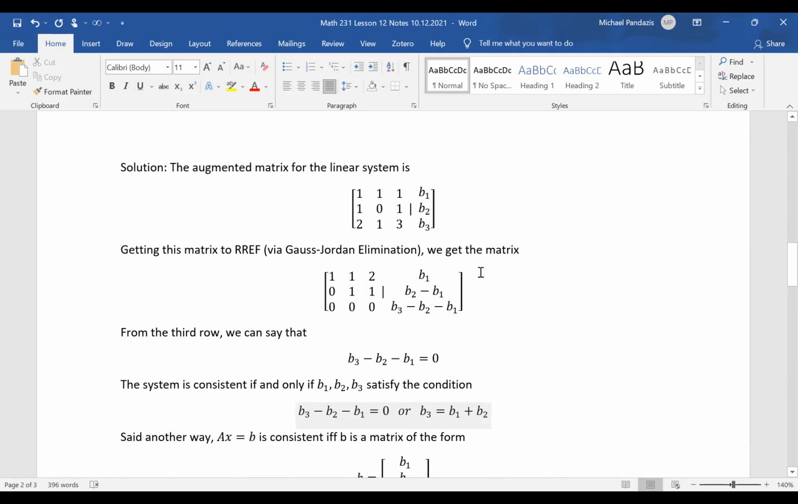So now you say, okay, what are the solutions of this linear system? Well, what if B3 minus B2 minus B1 does not equal 0? Then the third equation is saying 0x1 plus 0x2 plus 0x3, which is 0, equals B3 minus B2 minus B1. But if that is not 0, then the third equation is saying 0 equals something that's not 0. So the third equation is false, which means this linear system has no solutions, no matter what x1, x2, and x3 you plug in.